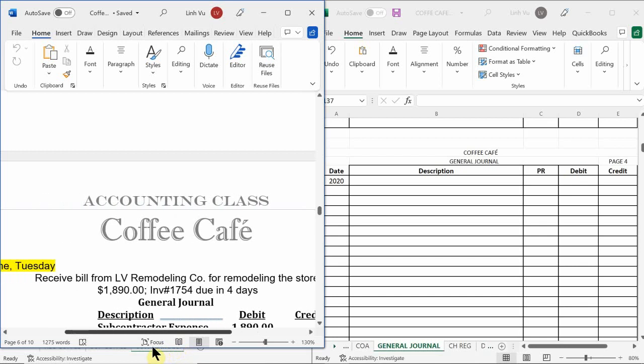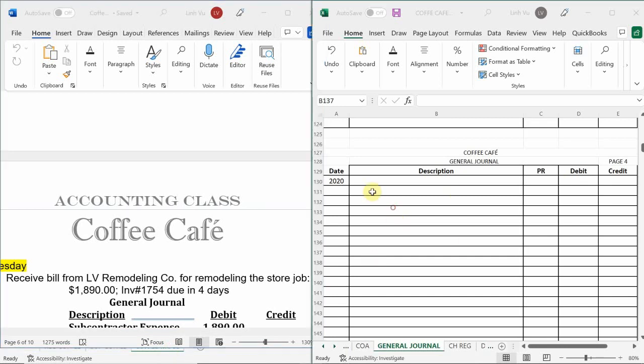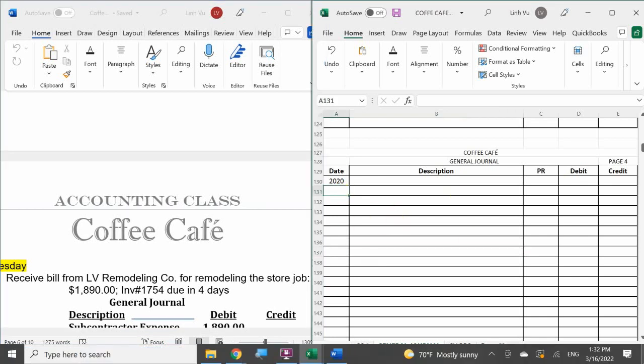Okay, so here we go. Now we finally received the bill, and this is what it's for. It's for $18.90, invoice number 1754, and it's going to be due in 4 days. So, how do I journalize this transaction here?